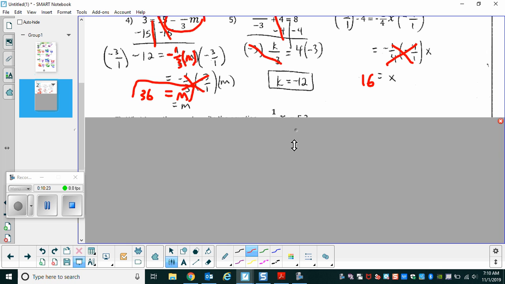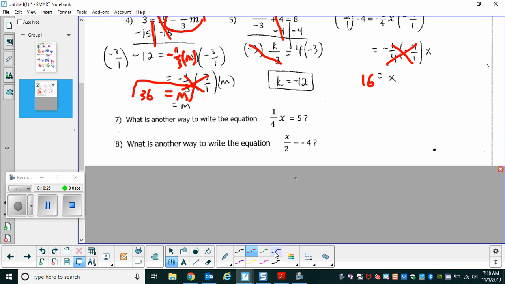Now, the last thing that I wanted to do with you guys here was to just discuss real quick, is there another way to write 1/4 x equals 5? And there sure is. 1 times x in the numerator is just x, and then you can just put divided by 4. So taking a fourth of something is the same thing as dividing it by 4. And you can see that with both of these equations to solve.